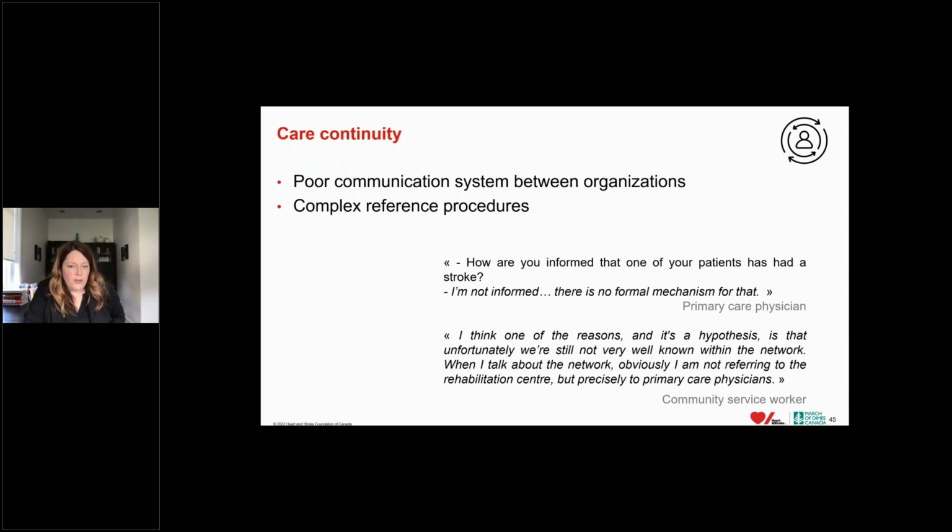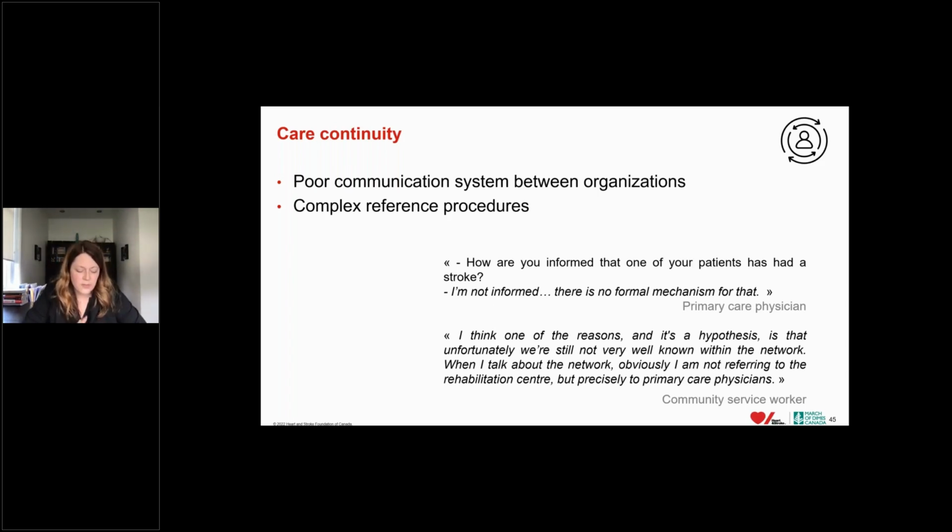For example, one of the community service workers described the difficulty to access care, and she said, I think one of the reasons, and this is a hypothesis, is that unfortunately we're still not really well known within the network. When I talk about the network, obviously I'm not referring to the rehab center, but precisely to primary care physicians. So she was describing how these primary care teams were not aware. Sometimes patients would know about their services, but their health teams were not aware that it exists.